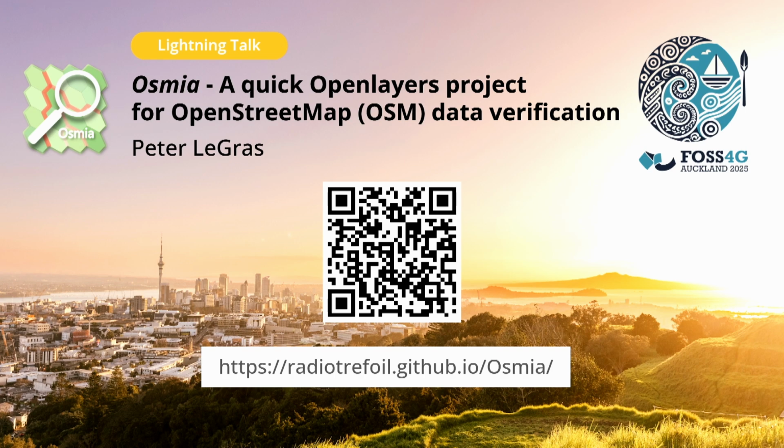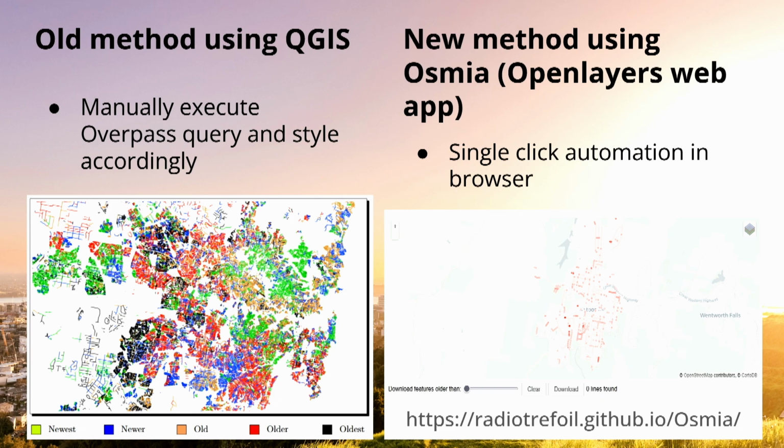My JavaScript web app, Osmia, aims to detect data that has not been edited in a long time so that it can be scrutinized against modern data sources. So today I'll be focusing on the road network in OSM. Before, I tried using QGIS to color the OSM roads, depending on when they were last edited, by their timestamp in the metadata, but the process was quite involved and inconvenient to repeat. So my web app automates the whole process and runs in the browser with a single click.